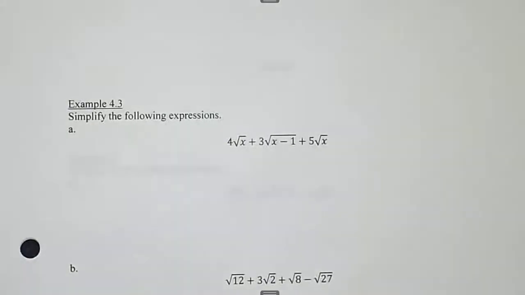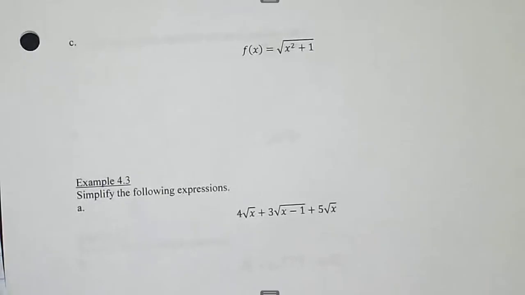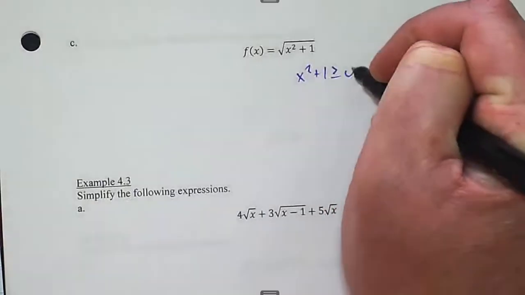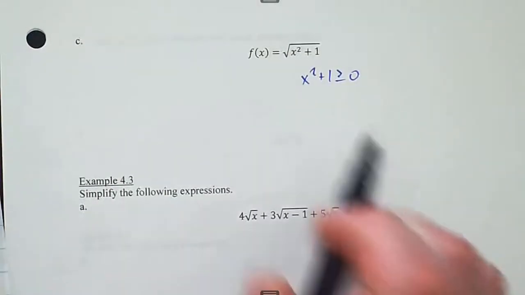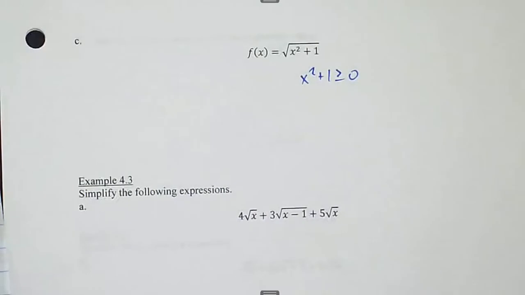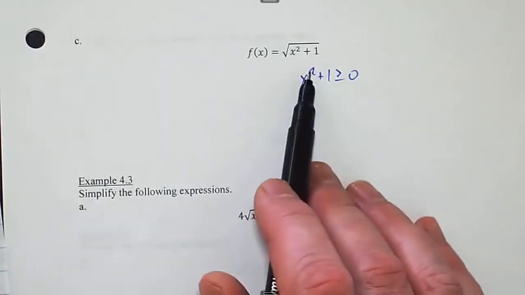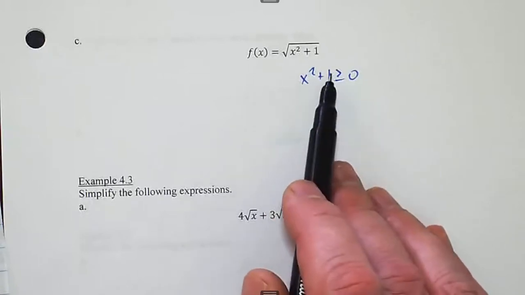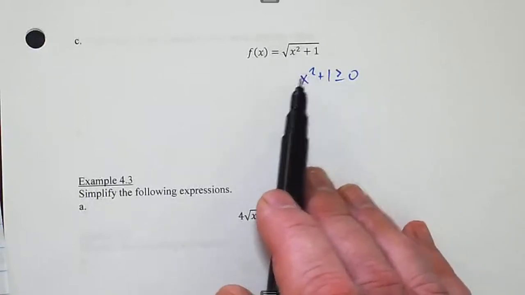Letter C. Okay, I got a square root. I'm not allowed to square root a negative, right? So my domain says x squared plus 1 has got to be greater than or equal to 0. This function never does go negative, though. X squared is always a positive number for real number x's. Plus 1. So you're talking about a 0 or positive plus 1.